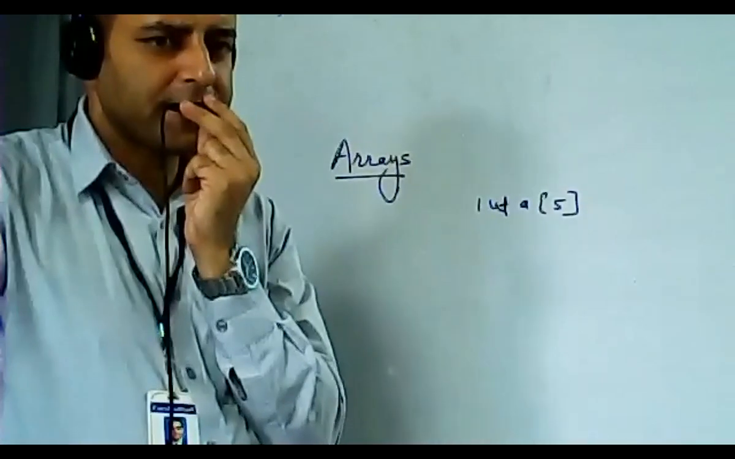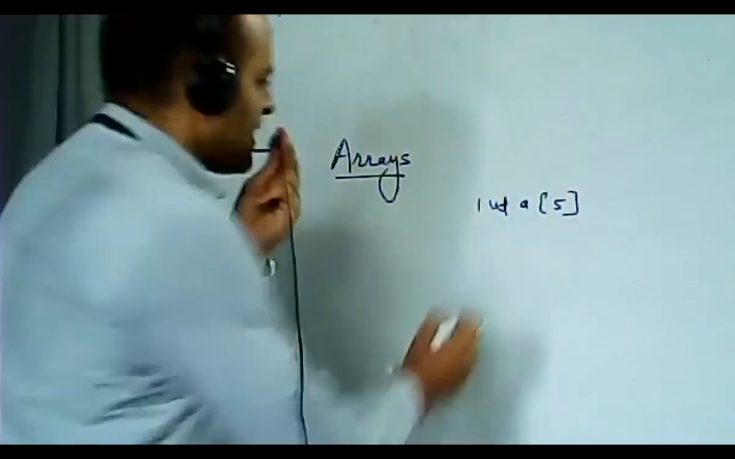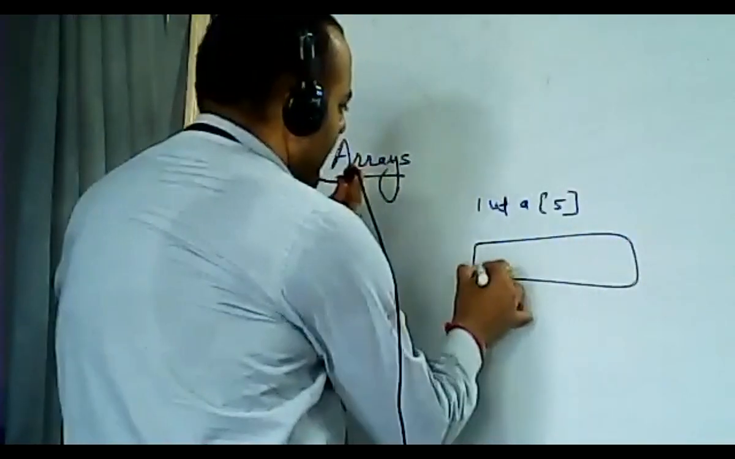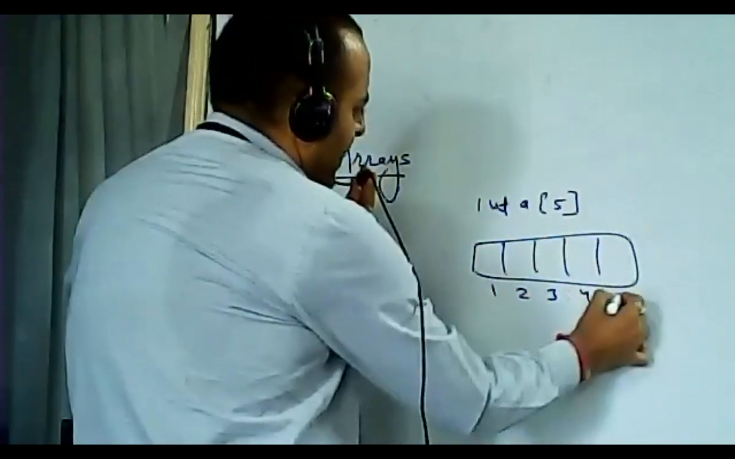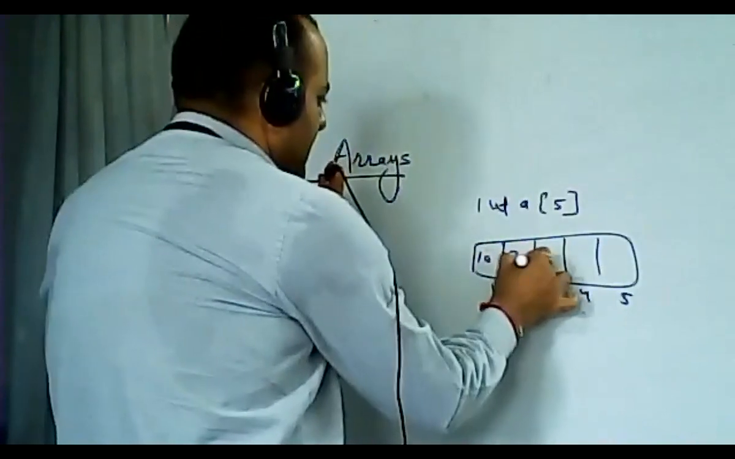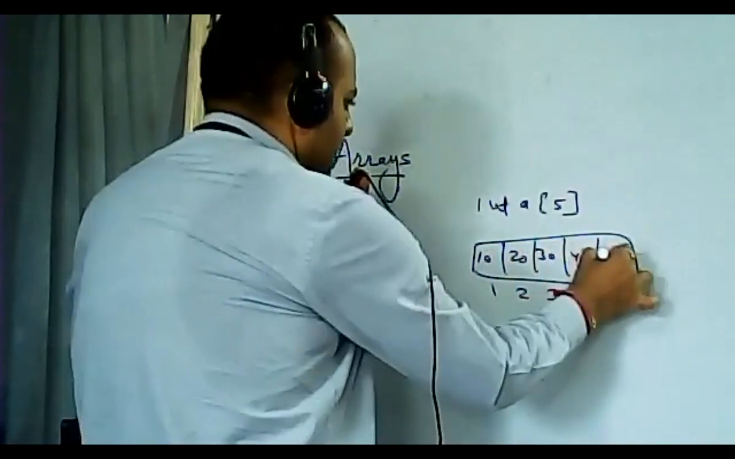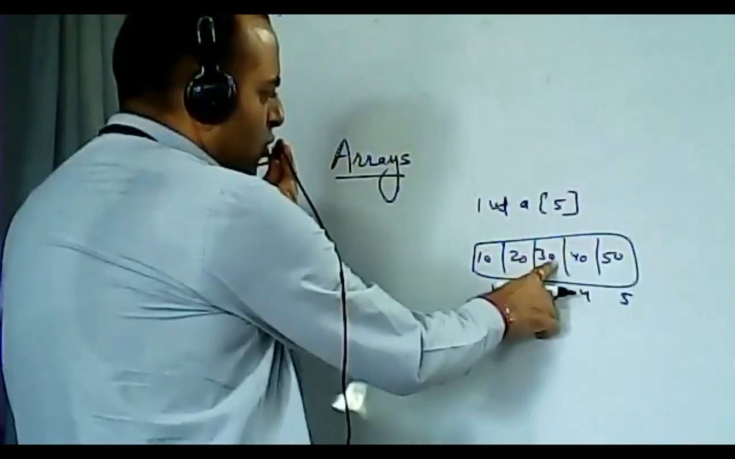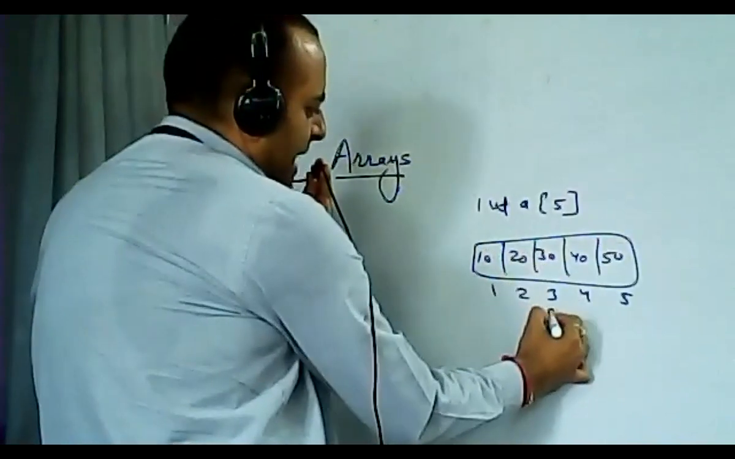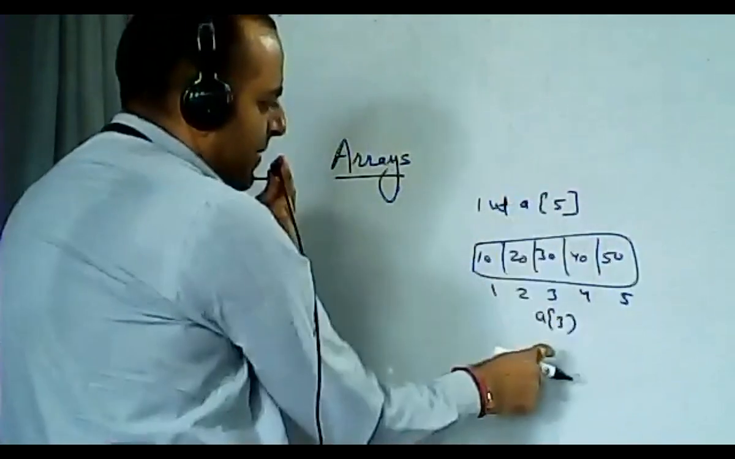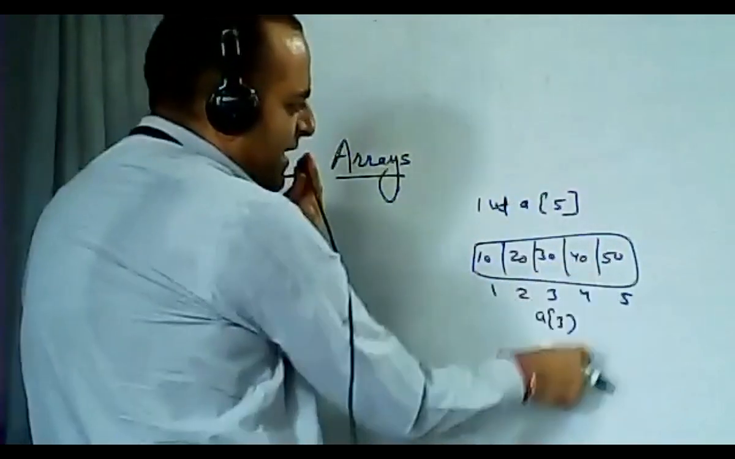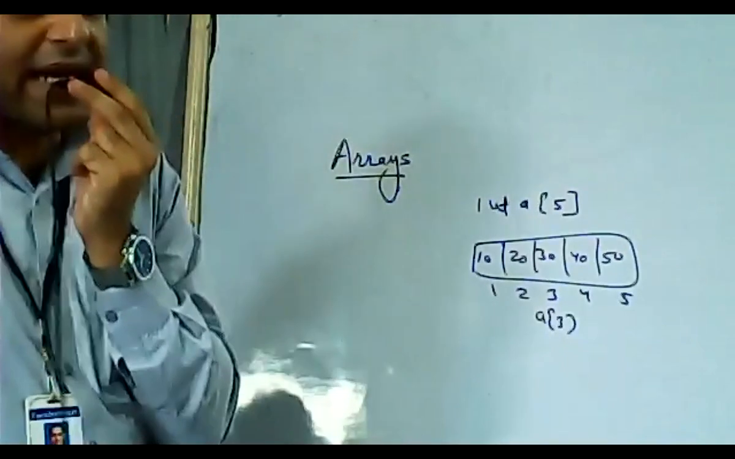Third property: elements are referred by index. Because if I have an array with indexes 1 2 3 4 5, and elements are 10 20 30 40 50, so if I need to get 30, I need to tell a of 3, if a is my array name. So a of 3 is 30, a of 4 is 40, a of 5 is 50. This is what we mean by array elements being referred by index.